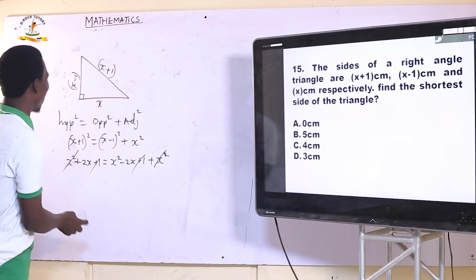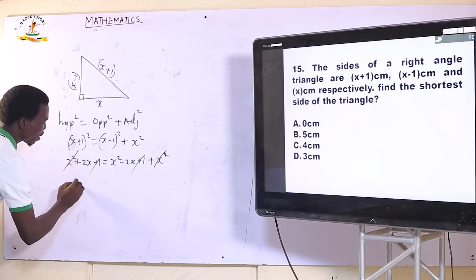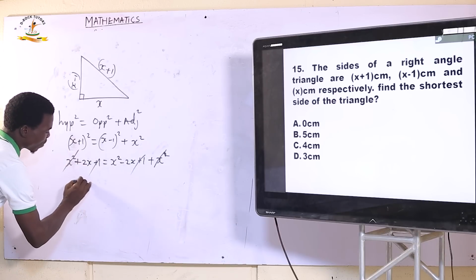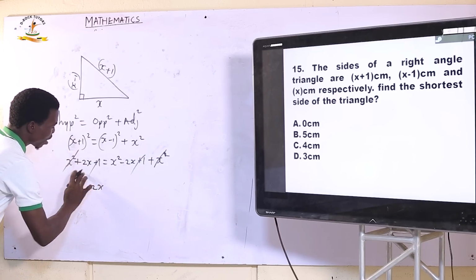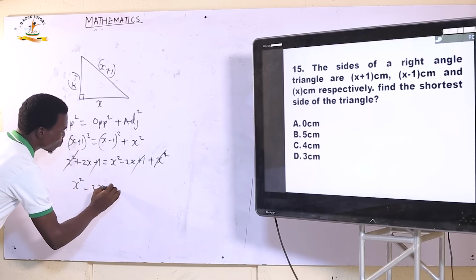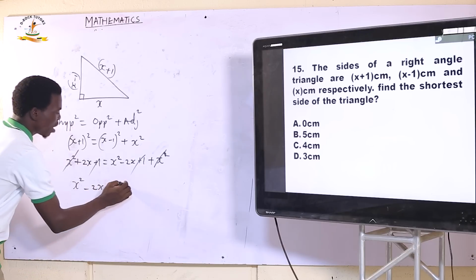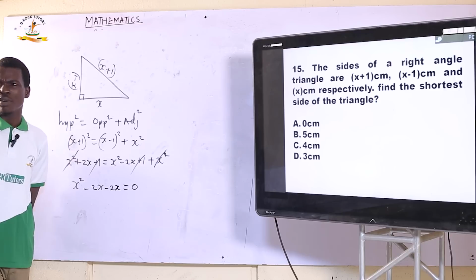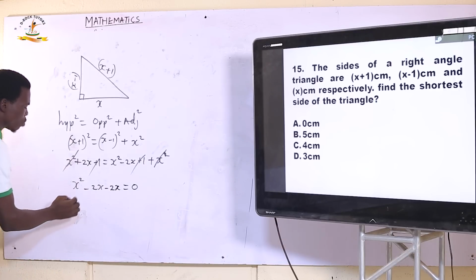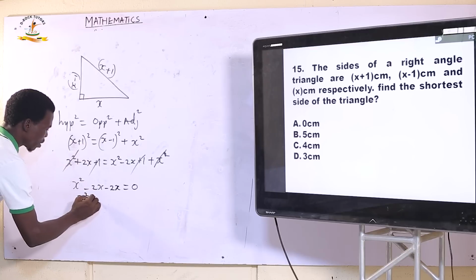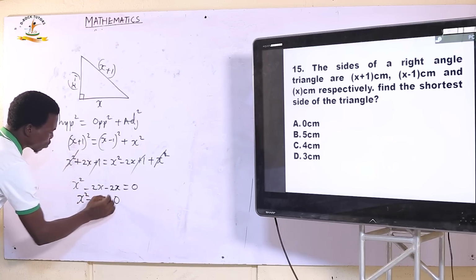I just leave them behind, and let's do justice to this. From my right hand side, I have x squared minus 2x. I bring 2x here, it also becomes minus 2x, then equals to nothing, 0. Minus 2x is what? Minus 4x. So minus 4x equals 0.